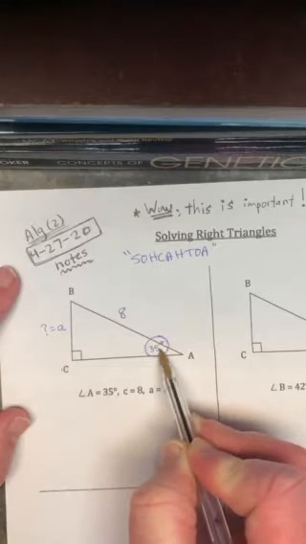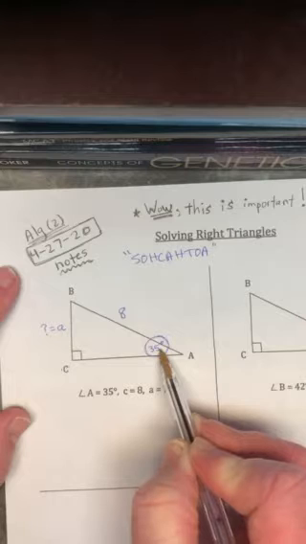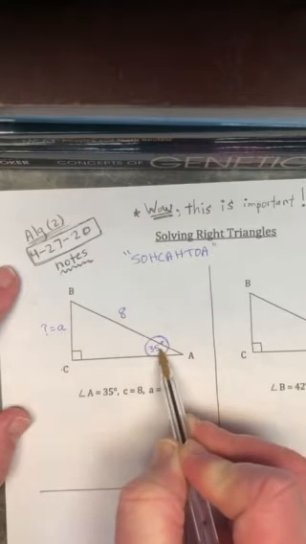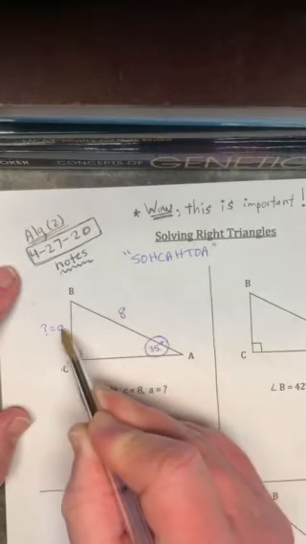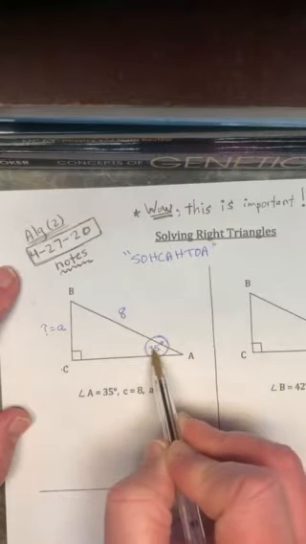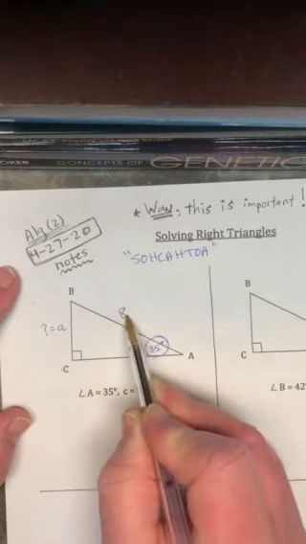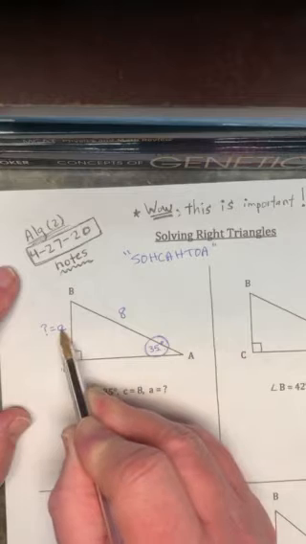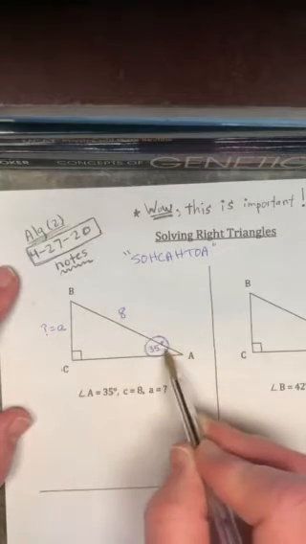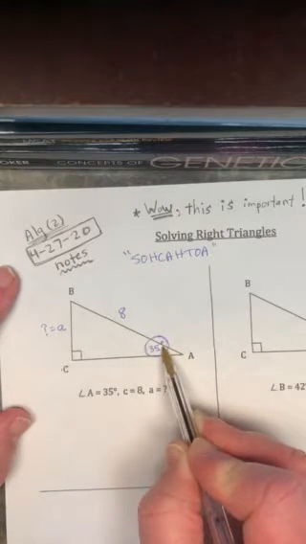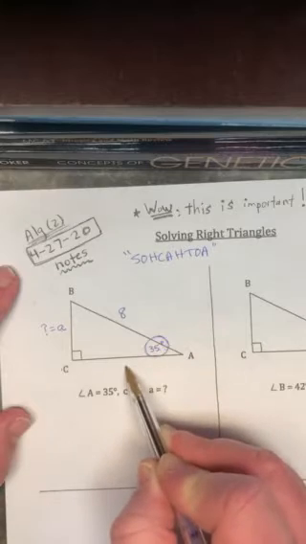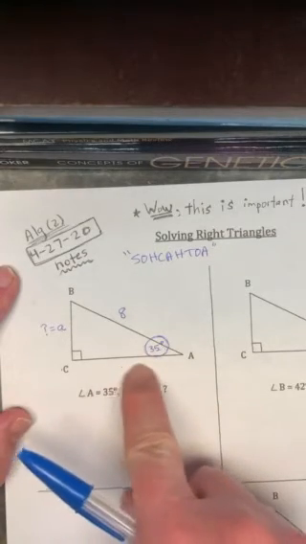Which two sides on this picture are you going to work with? Well, we're going to work with what? The opposite side, and what else? The hypotenuse, aren't we? The opposite and the hypotenuse. I am not going to work with which side? The adjacent side. Why? Because it's empty, it's blank.